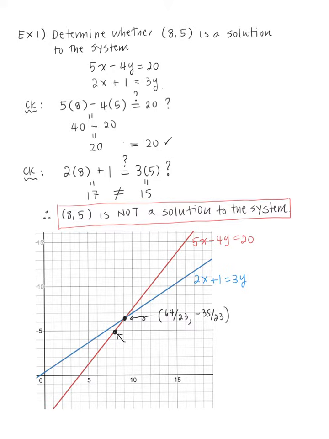Yes, it lies on the line 5x minus 4y equals 20, but that point is not on the graph of 2x plus 1 equals 3y. But anyways, let me just call this: (8, 5) is not the point of intersection, therefore not a solution. All right, so now let's learn how to solve the actual system by graphing.